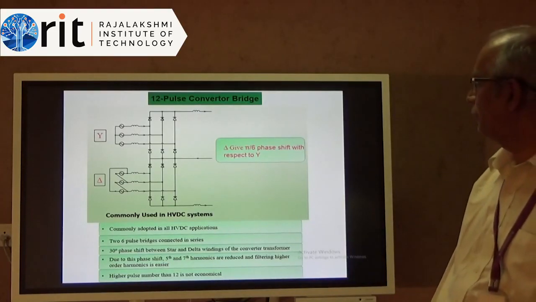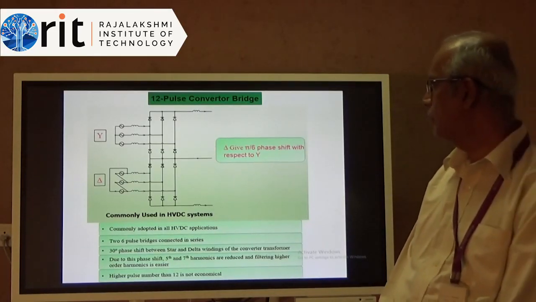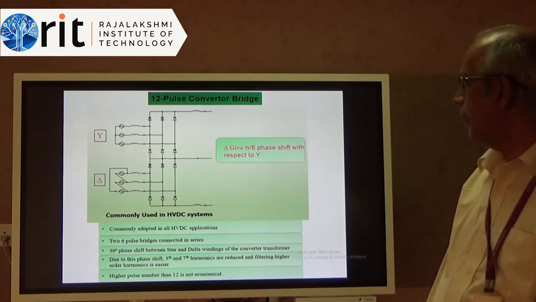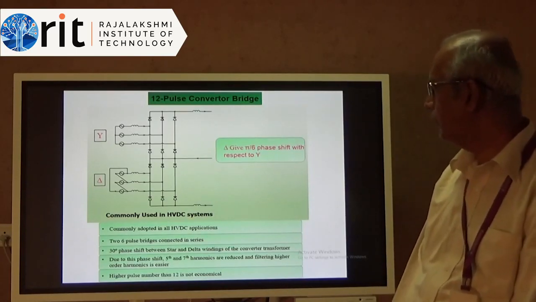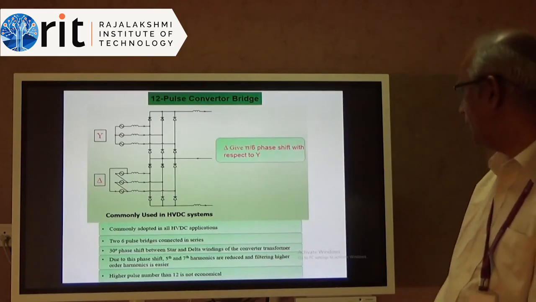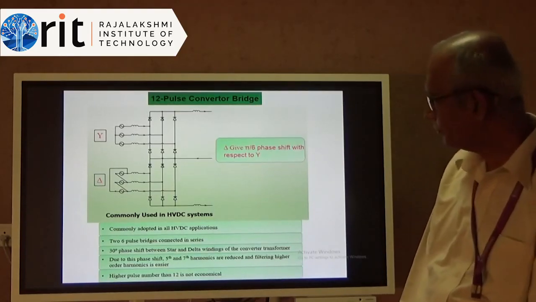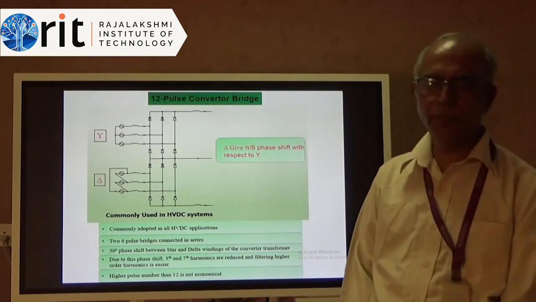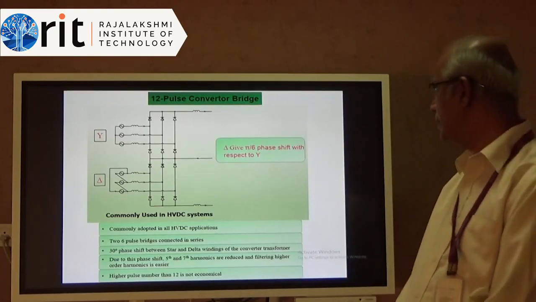So a 12 pulse converter is obtained from 2 6 pulse converters, and the top converter and the bottom converter have a phase shift of 30 degrees. A 30-degree phase shift is given between the top and the bottom. So how do we get this phase shift of 30 degrees? That is done by an ingenious arrangement.